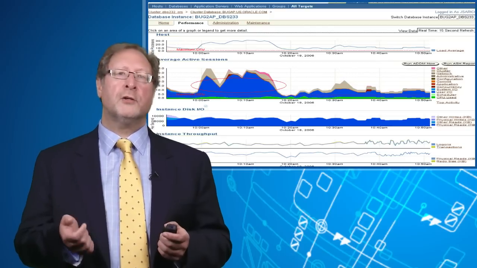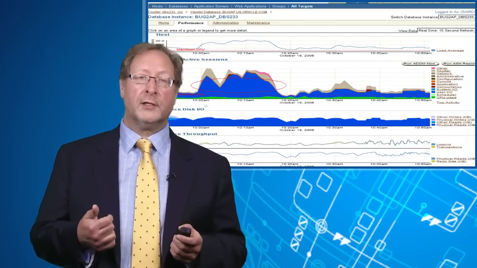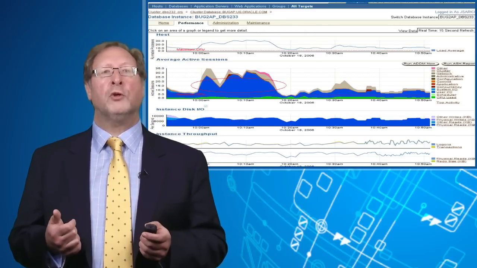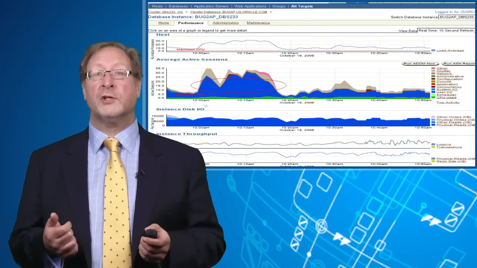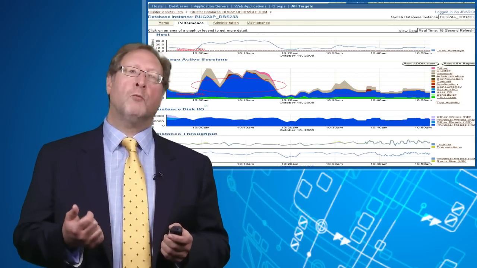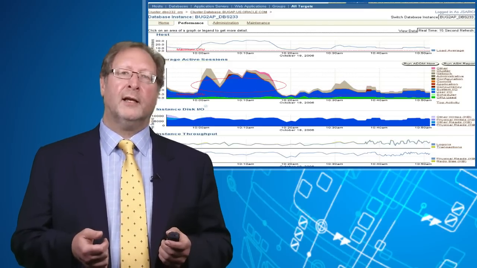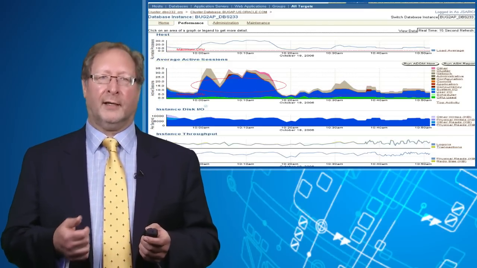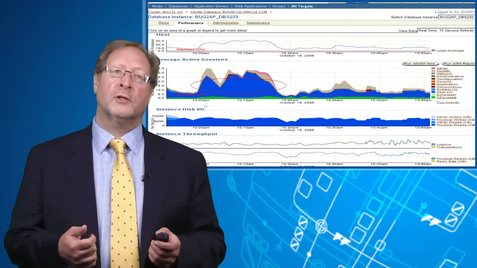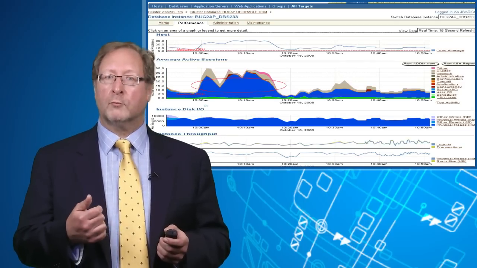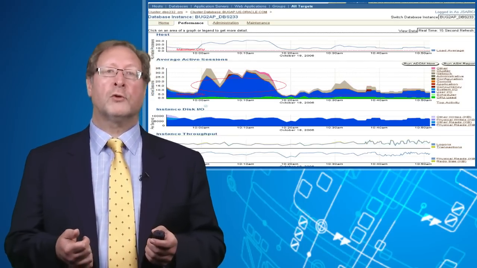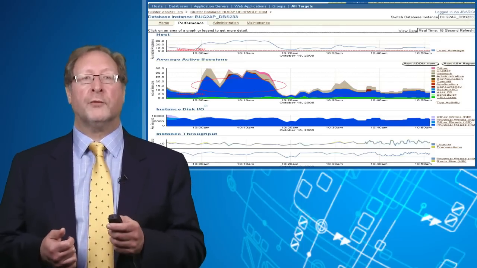So that's one thing to watch out for, that if you're CPU bound, you always need to tune for CPU first, and you need to be wary of misinterpreting the information about which of the wait classes is the root cause of the problems on the system.